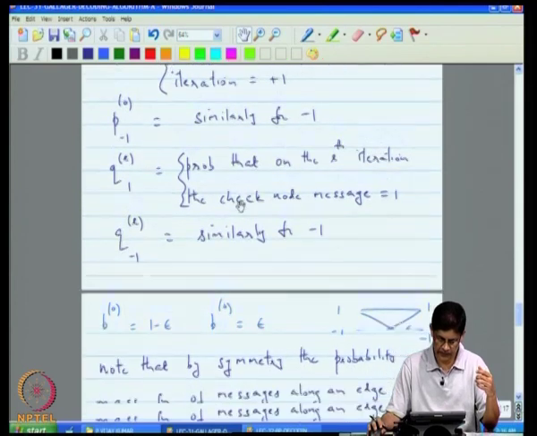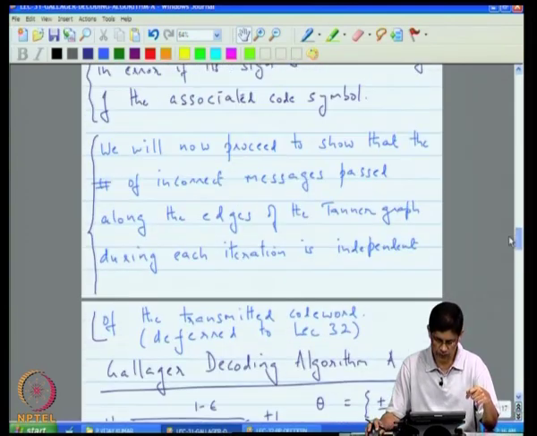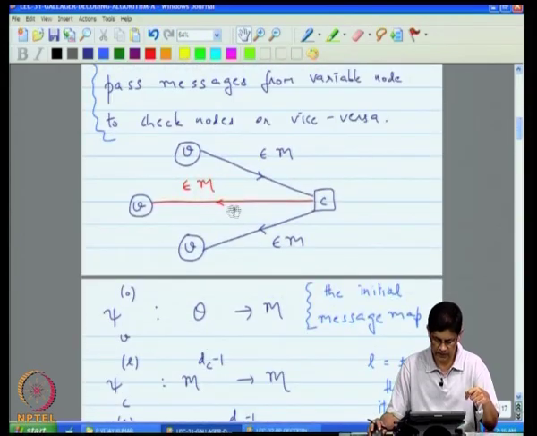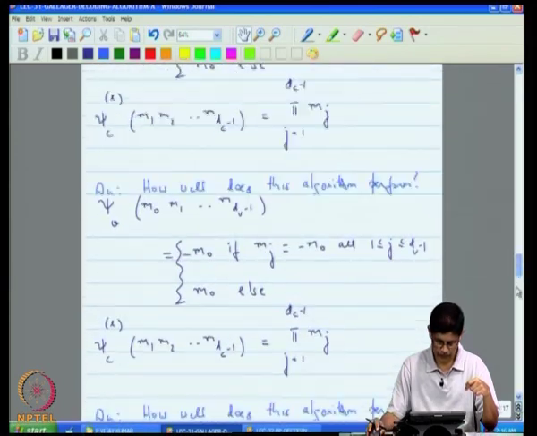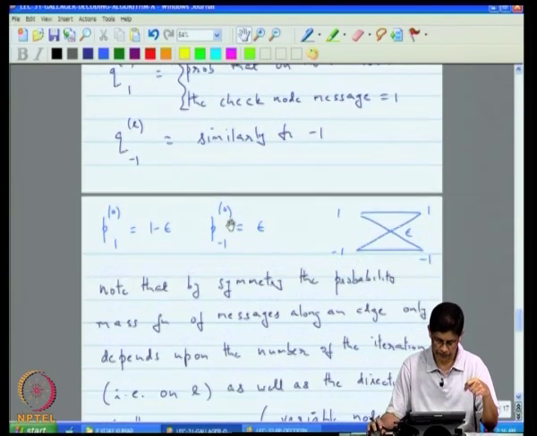Now the notation is that Q1 of L is the probability that on the Lth iteration the message that goes out from a check node to the variable node is actually a 1. So we are talking about the probability that the message outgoing from a check node is either plus 1 or minus 1. And similarly for Q of minus 1.